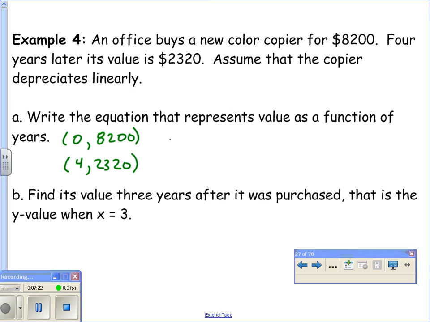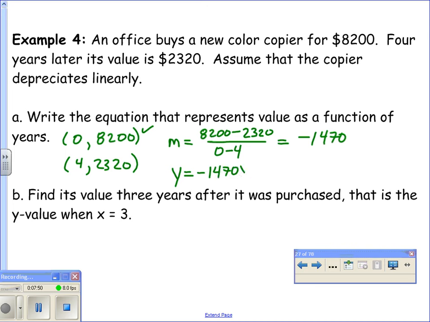So to find my slope, I'm going to say 8,200 minus 2,320 divided by 0 minus 4. And that's going to give me negative 1,470. So that's going to be my slope. And then once I have that, I know that I have my y-intercept already here because the x value is 0. So the equation of my line is y equals negative 1,470x plus 8,200.